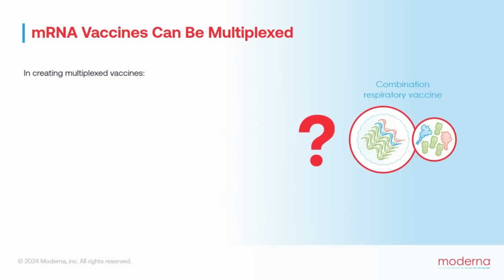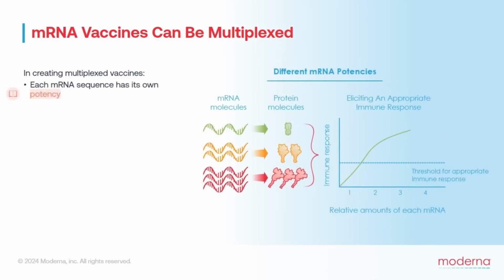With combination or multiplexed vaccines, you might be wondering how drug makers manage to ensure that each LNP contains all the different mRNAs. Actually, this isn't necessary. Each mRNA sequence has its own potency, which is a measure of strength or power. In other words, how many mRNA molecules are needed to create enough protein to elicit an appropriate immune response. Because some antigens are more immunogenic than others, different antigens require different amounts of mRNA to elicit the desired immune response.